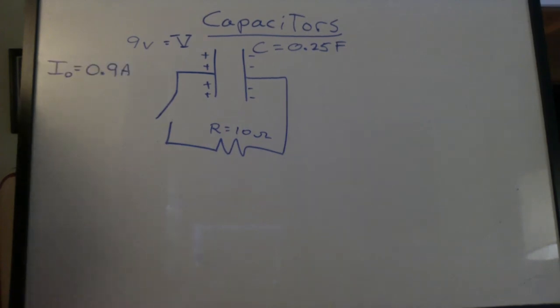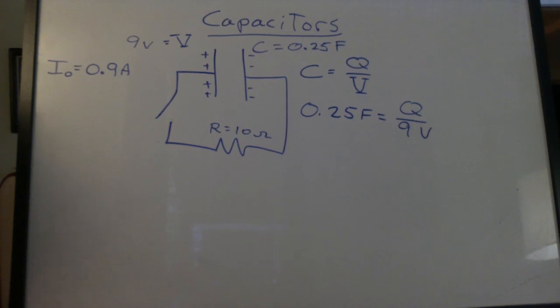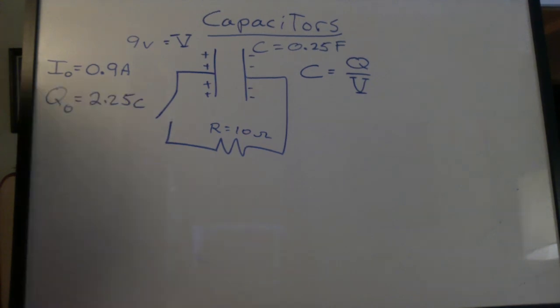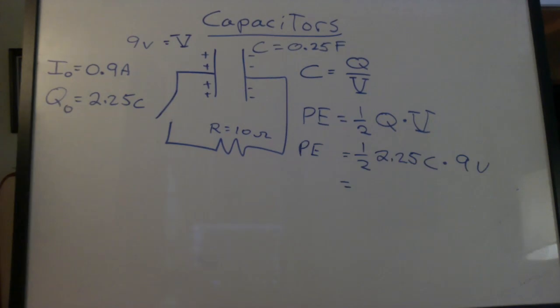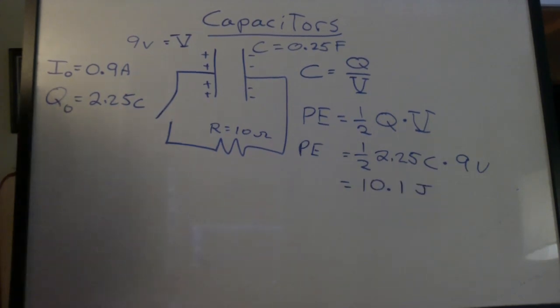Now let's find out the amount of charge that's stored on that capacitor. We know the formula, capacitance is charge per volt. 9 volts is the voltage on the capacitor, and we can calculate Q. And we get 2.25 coulombs. Now we can also ask ourselves how much energy was stored in that capacitor. We'll use the formula potential energy equals 1/2 Q times V. And we get about 10.1 joules.